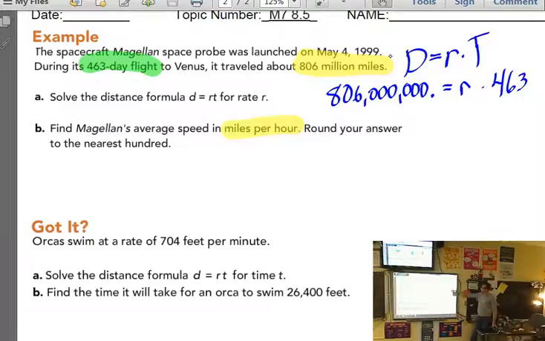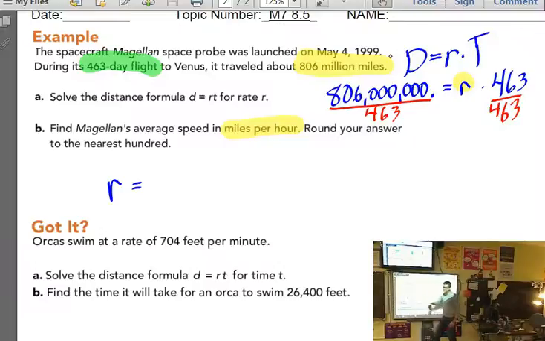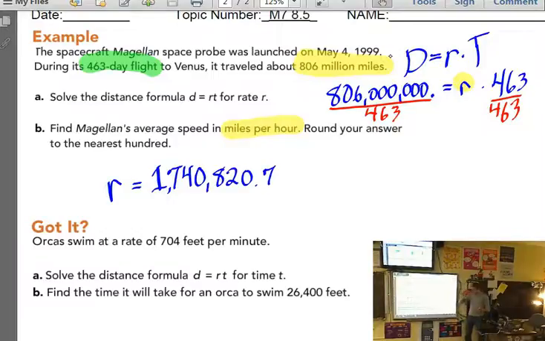Elena, what would I do to isolate my R value? Do the 806 million miles divided by the 463. Yeah, we got to get rid of 463, so we divide by this. And we get our rate. 1,740,000. Can anyone verify that? Just because we have a lot of zeros here. No, there's another zero after the 4. So then is it 1,740,000? 1,082,734? Okay. We're getting accurate. That's good.